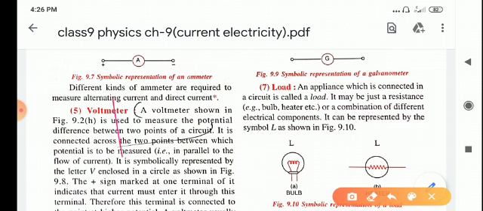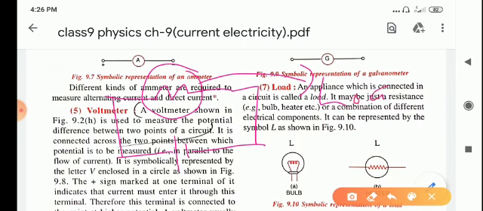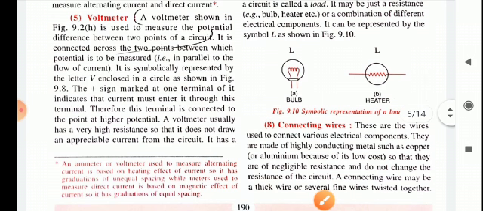See this figure. It is also called resistance. It is also called the load. Plus minus. Okay.